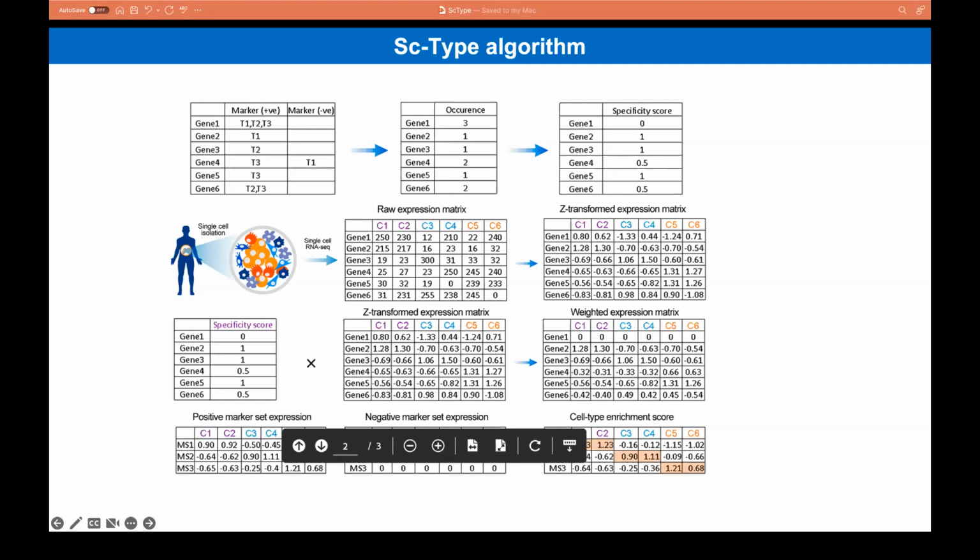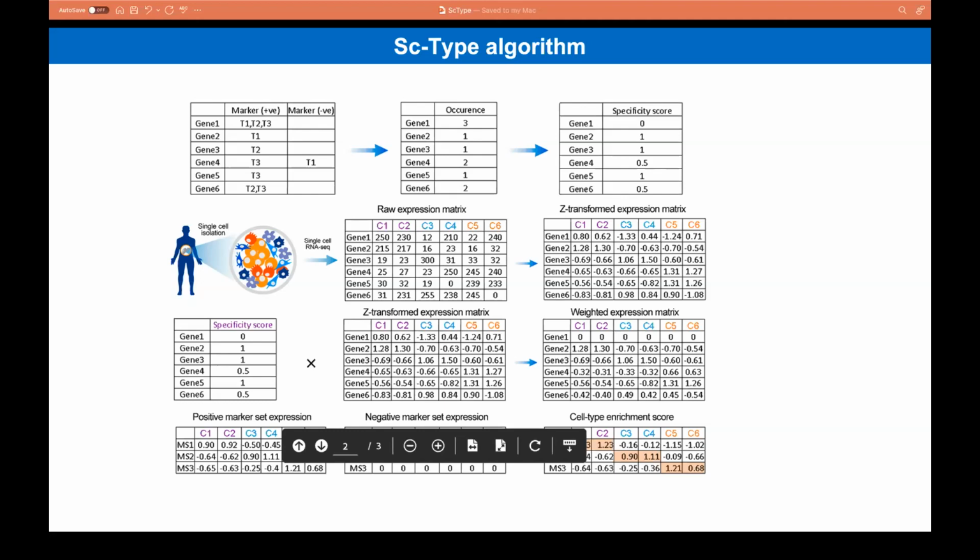Sorry, Anil, can I ask one question here? Yes. Since we have plenty of time, everyone is welcome to ask a question. Just raise your hand and then we can unmute you. So I have one question here. When you have 2 columns of markers, marker plus and marker minus, can you explain that? Because for gene 4, we have T3 and T1. What's the difference there?